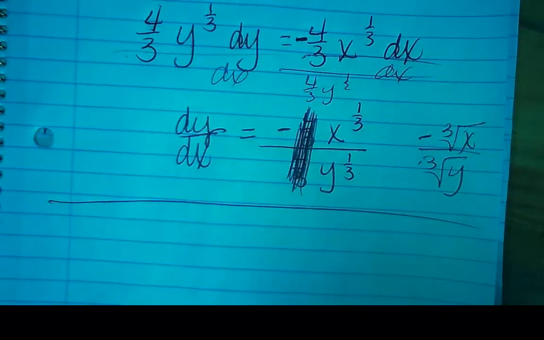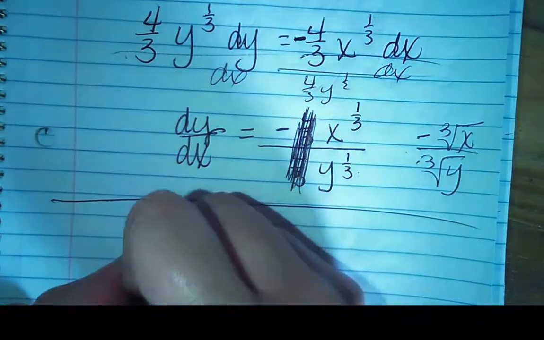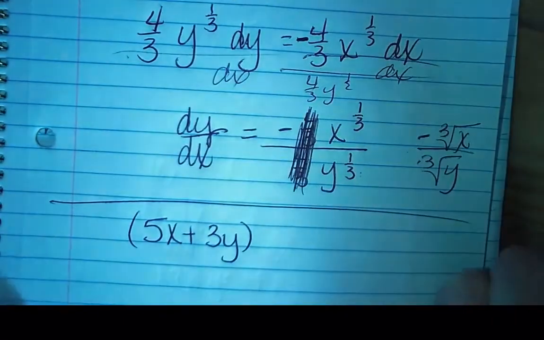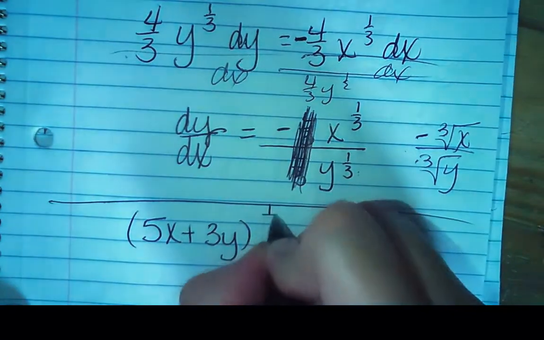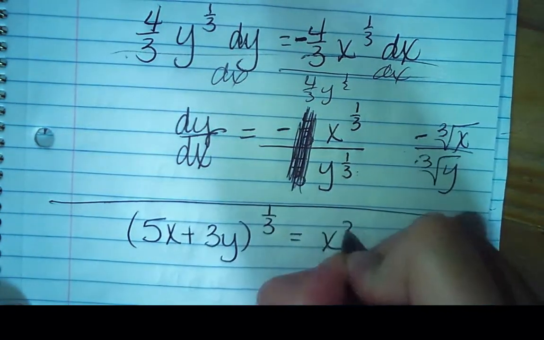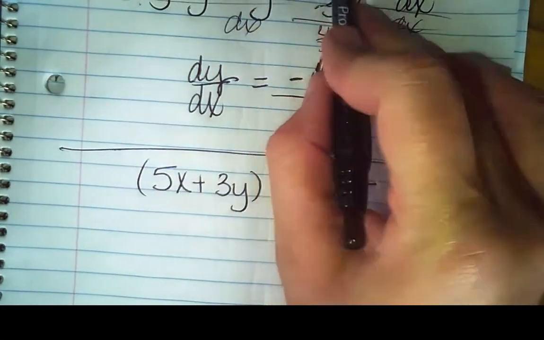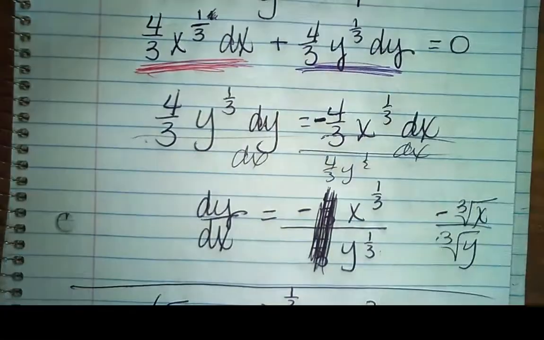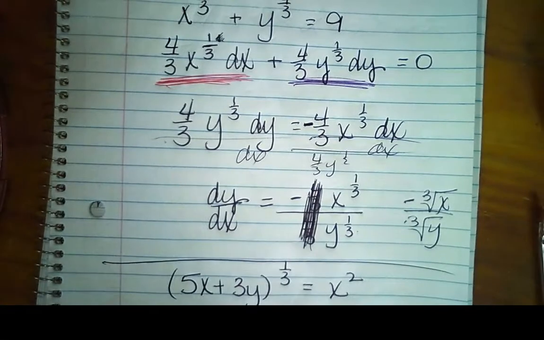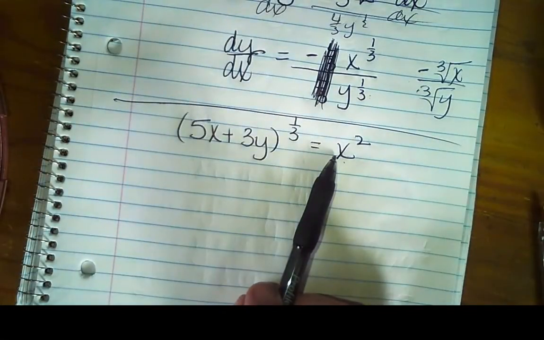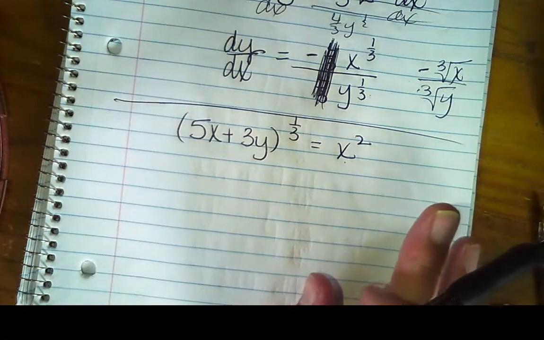We've got (5x plus 3y) raised to the 1/3 power equals x squared. All right, so be careful, because everything so far I've had it equal to a constant, and the derivative of any constant is 0. It's not equal to a constant this time. So just be careful, okay?